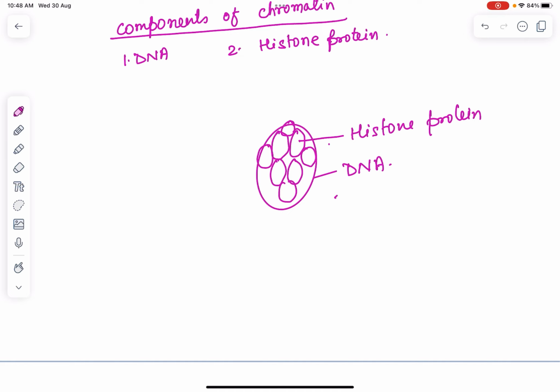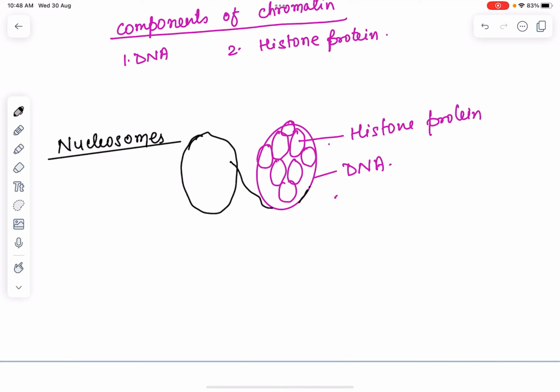What is nucleosome? Nucleosome is a structural unit of a eukaryotic chromosome consisting of a length of DNA coiled around a core of histone protein. This is histone protein and it is coiled like this. Again it will be coiled, and inside this 8 histone proteins will be present.